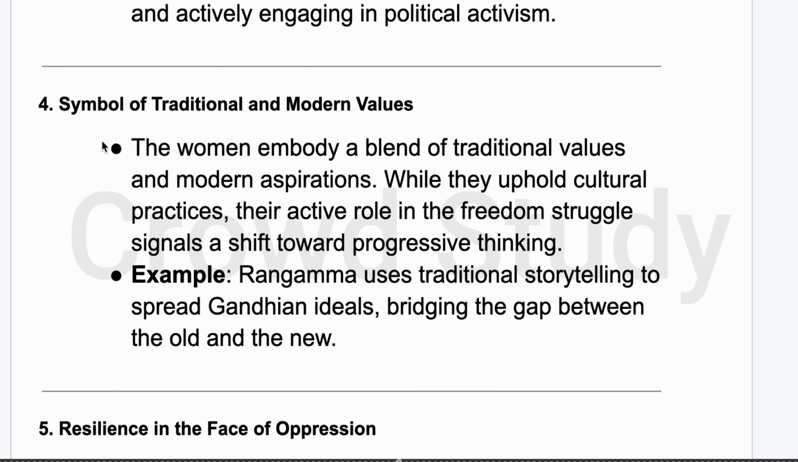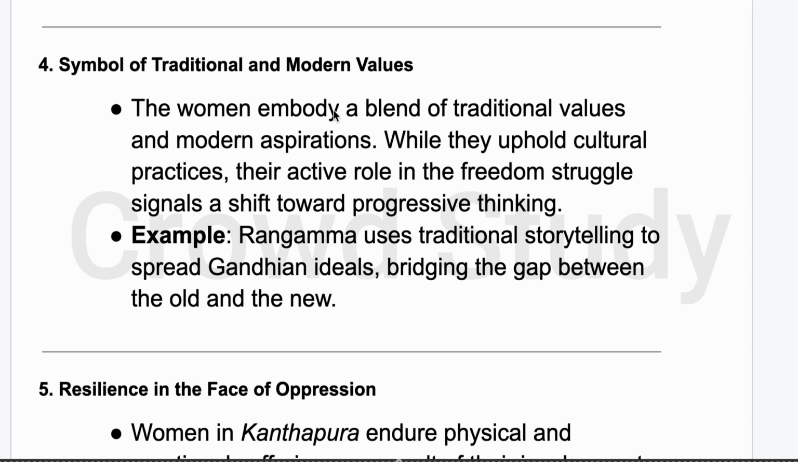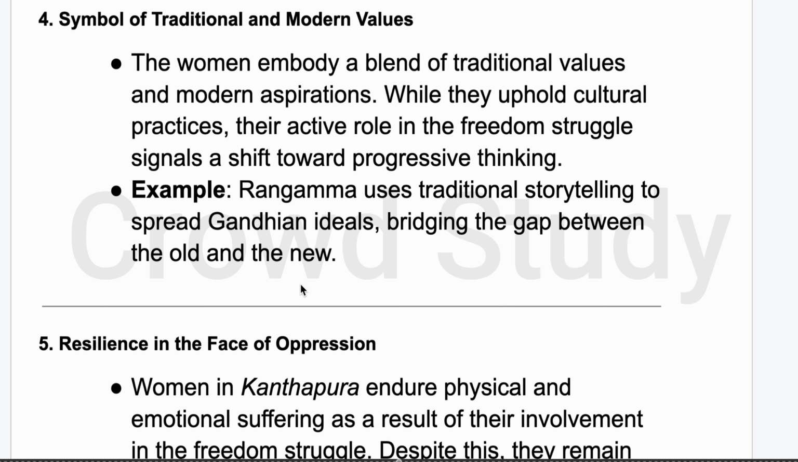Number 4. Symbol of traditional and modern values. The women embody a blend of traditional values and modern aspirations while they uphold cultural practices. Their active roles in the freedom struggle signal a shift towards progressive thinking. For example, Rangamma uses traditional storytelling to spread Gandhian ideals, bridging the gap between the old and the new.